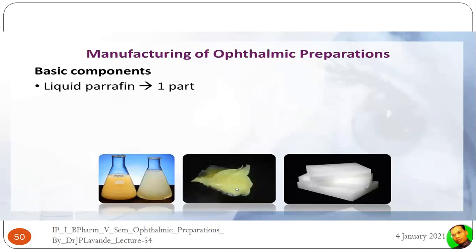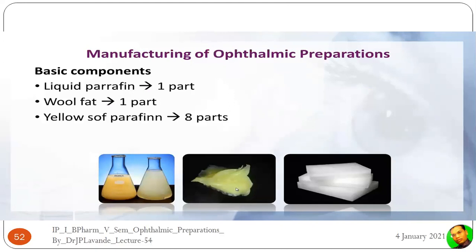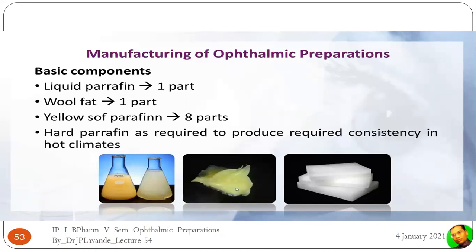As far as the formulation is concerned, it contains different components. The first component is liquid paraffin, 1 part; wool fat, 1 part; yellow soft paraffin, 8 parts; and hard paraffin as required to produce the required consistency in hot climates. See, in countries like India there are extreme conditions. In winter there is extreme cold temperature. In summer there is extreme heat.